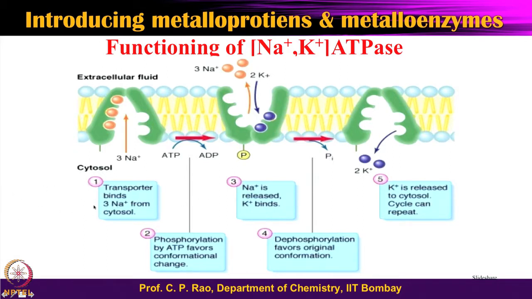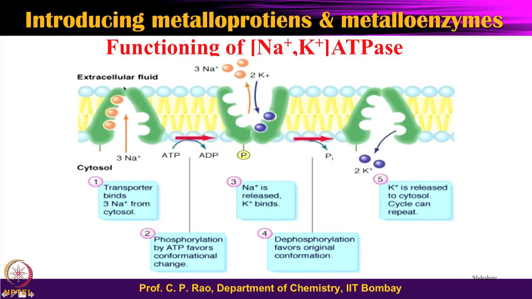So, the transporter binds to 3 sodium ions from the cytosol, then there is a phosphorylation by ATP, and then the sodium is released because sodium affinity is decreased, and then it goes into the dephosphorylation stage. Of course, at this stage the potassium is bound, the potassium comes out. The same thing is shown over here, as step 1, step 2, step 3, step 4, step 5. So, now you understand the protein has different sites for sodium binding and potassium binding.